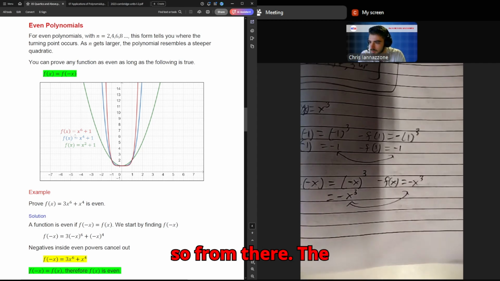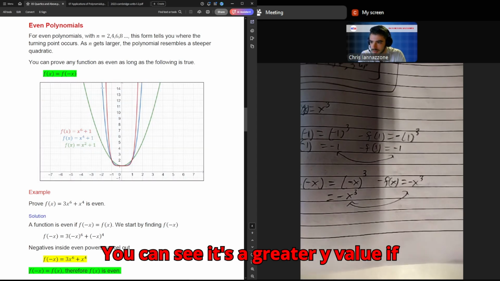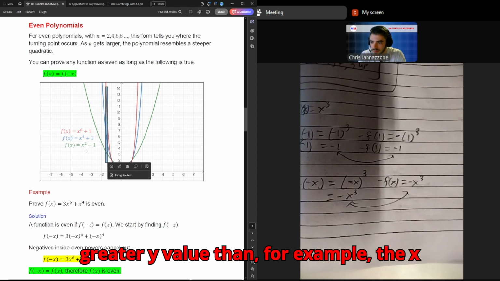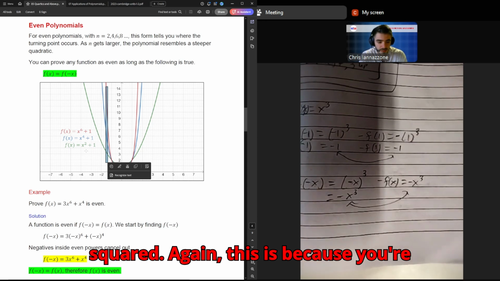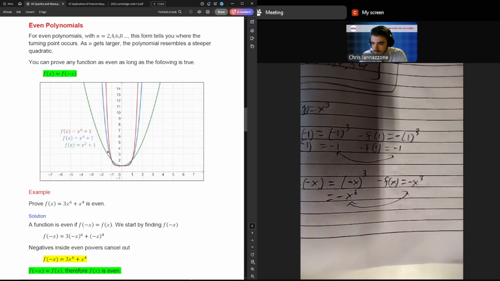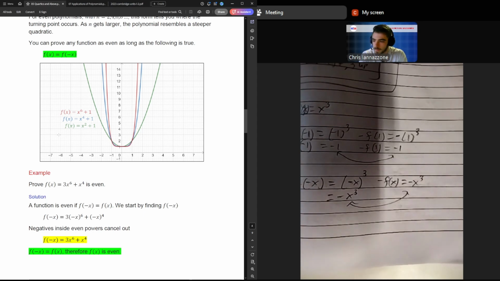Okay, so from there, the power of 6 is going to be steeper. You can see it's a greater y value. If you look vertically, it's a greater y value than, for example, the x squared. Again, this is because you're raising something to the power of 6 instead of just to the power of 2. Okay, so that's what they look like. Just steeper and steeper parabolas.